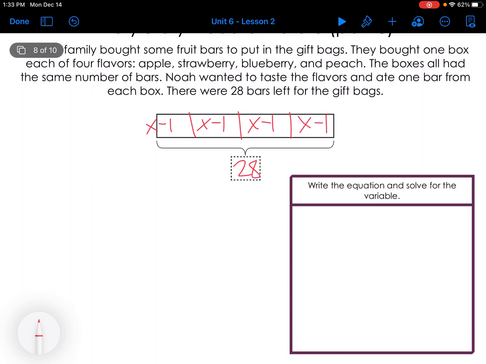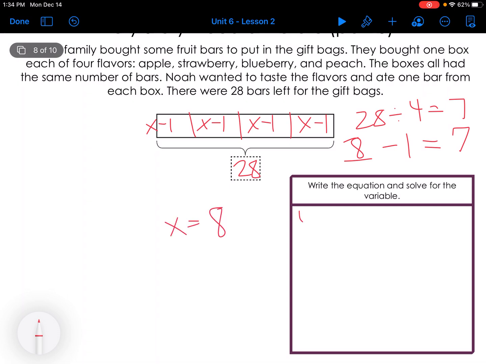So he ate 4 bars total. So I know that 28 split into 4 groups is going to give me 7. So I want to figure out something minus 1 equals 7. So I have to figure out how many bars were in each box. So 8 minus 1 equals 7. So I think x equals 8.